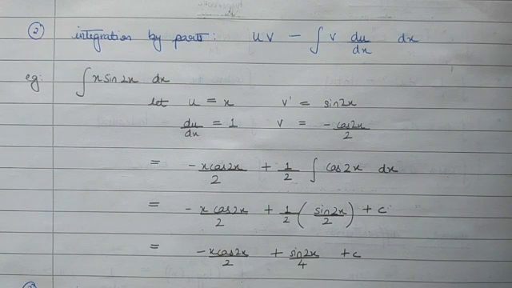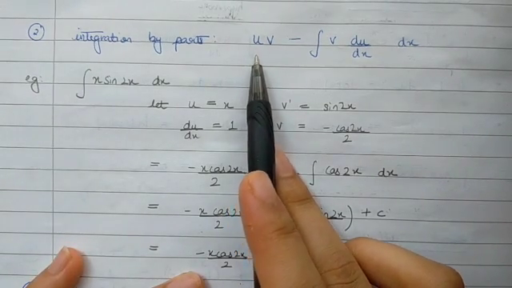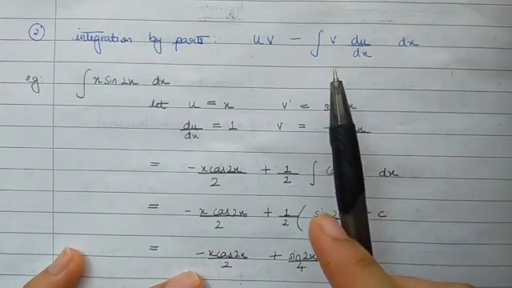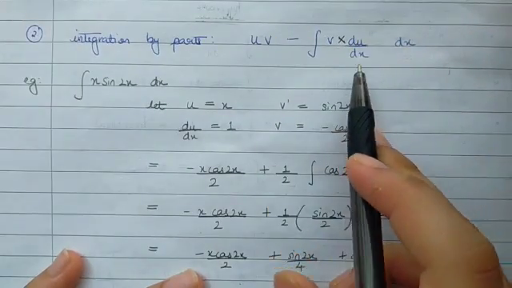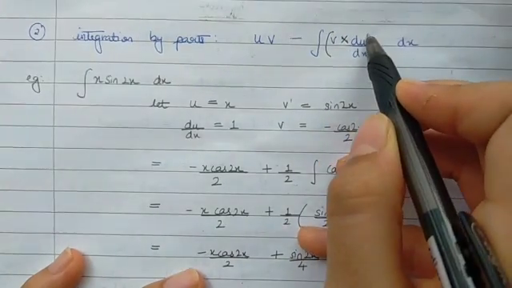Now the second integration technique that you need to know is integration by parts. So this is for maths as well. And the general rule of this is uv minus the integral of v times, so these are multiplied together, the derivative of u dx. So this is the whole function.